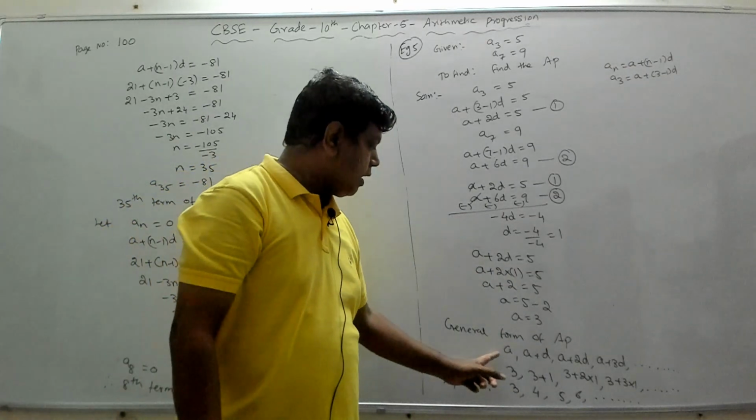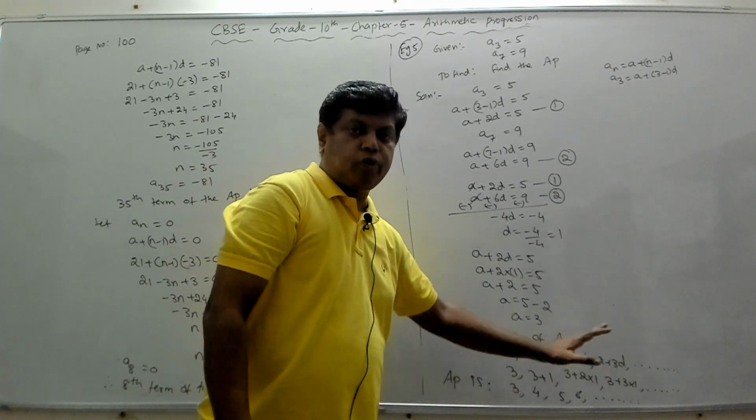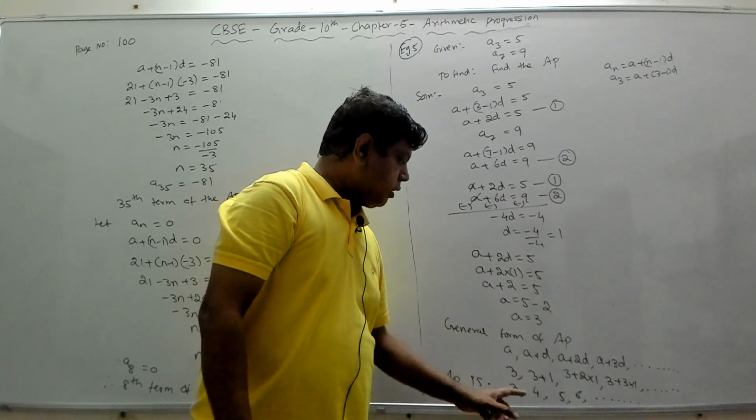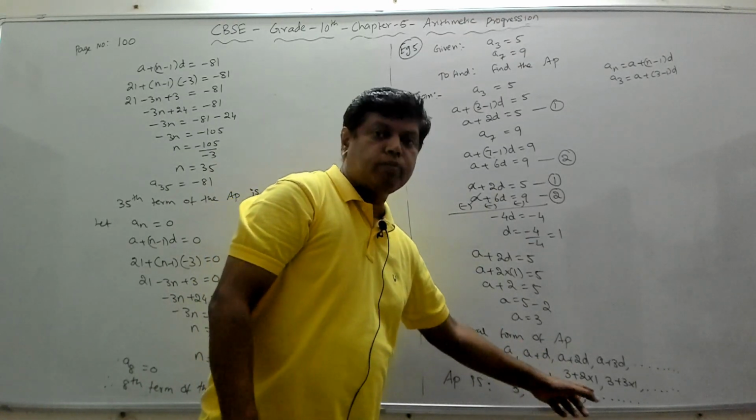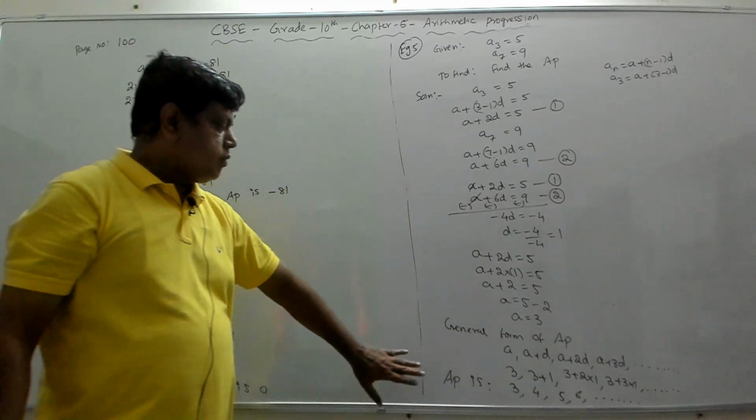We need to substitute the value of A and D in the general form of an AP. You always write 4 terms and substitute A and D in each of the terms. You will get the 4 terms, then you put dot, dot, dot. That's it. So this is the given.